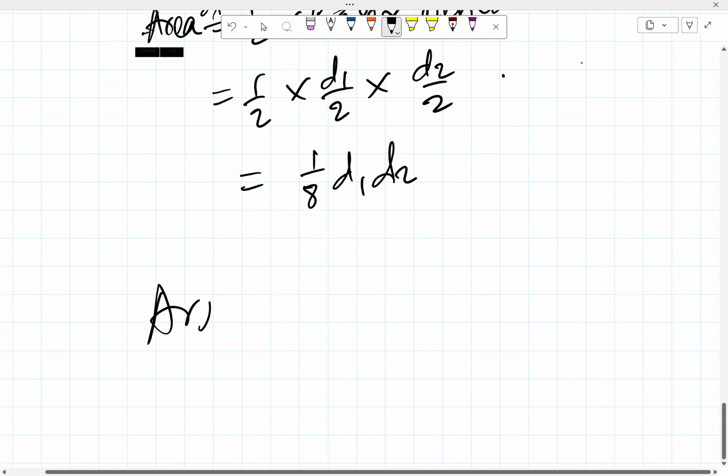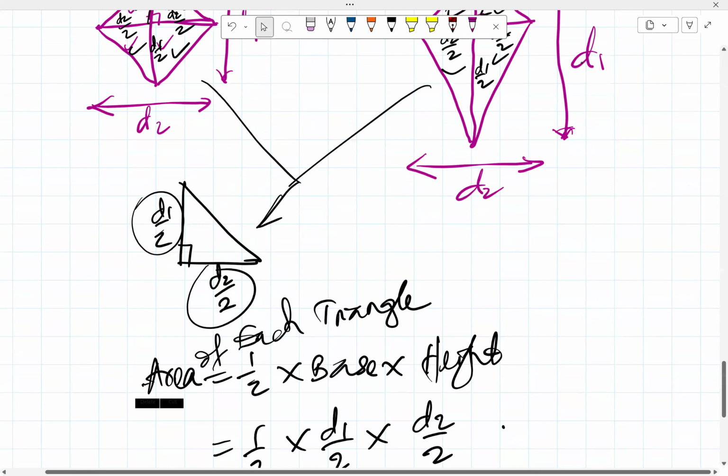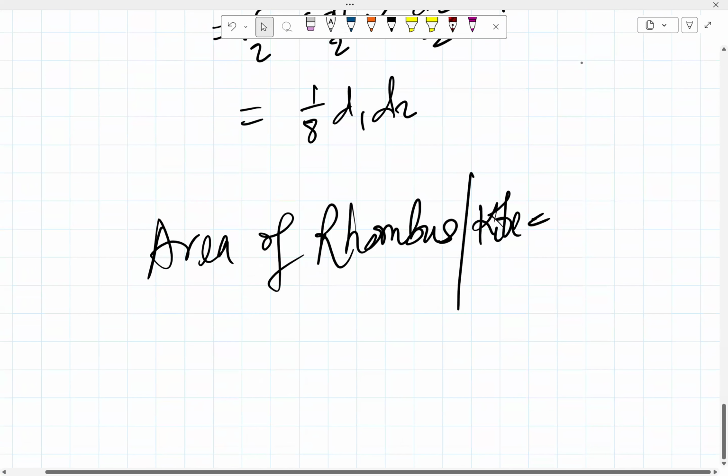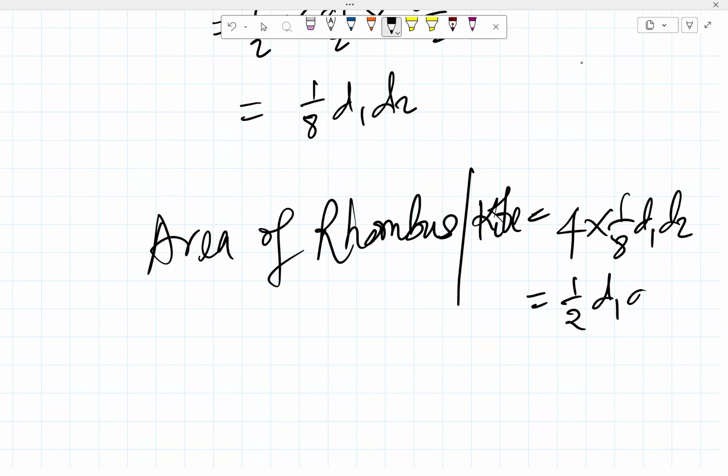So finally, we now say area of rhombus. If you're looking at the rhombus or kite, because we have 4 of this triangle in each rhombus or kite, we have 4 times 1 over 8 D1 D2. So that's simply half D1 D2. So in this case now, just get the diagonals and you're good to go. Just multiply the diagonals together and divide by 2, and you're good to go.